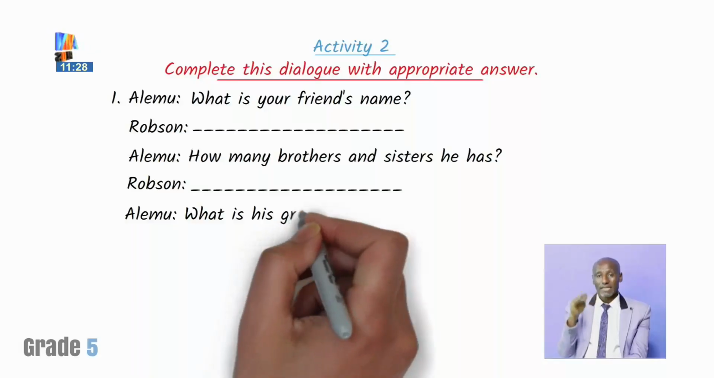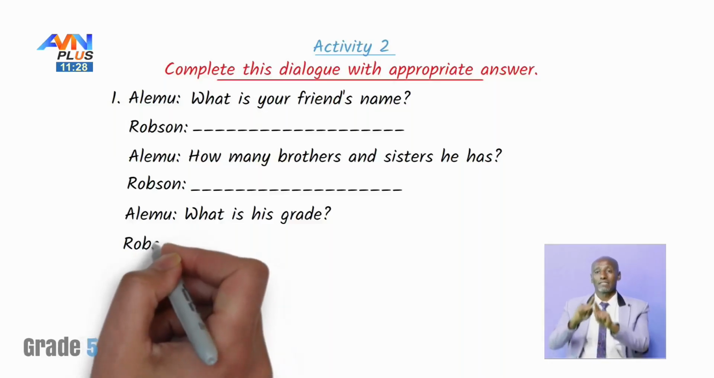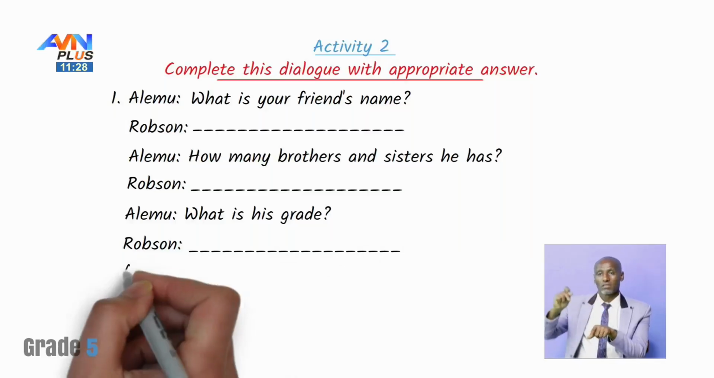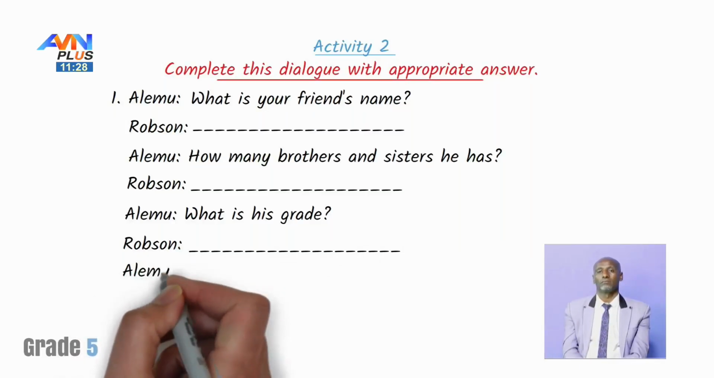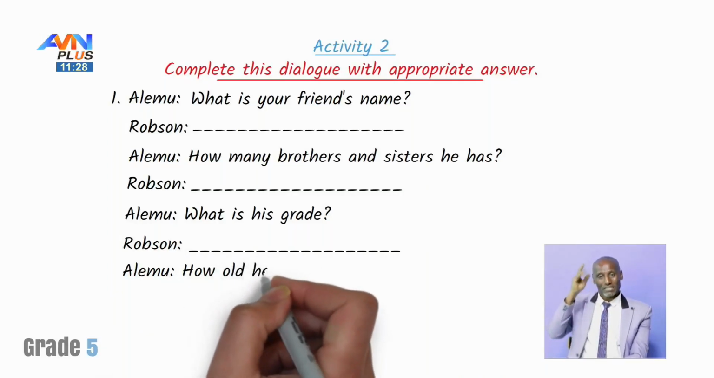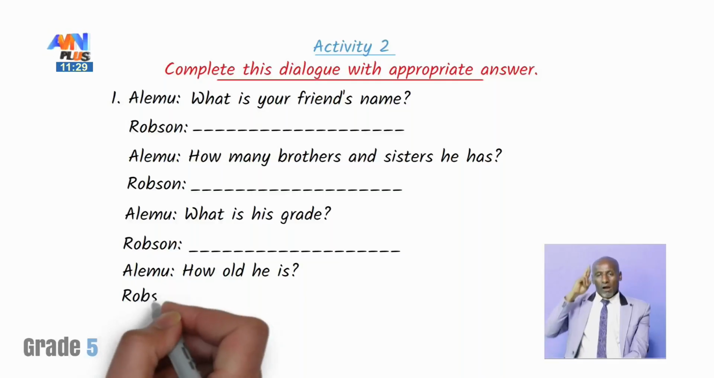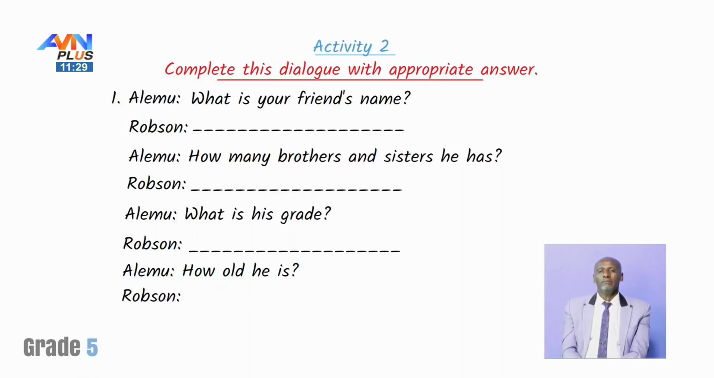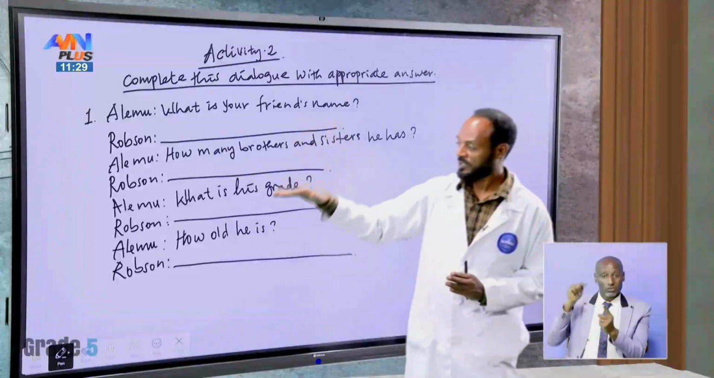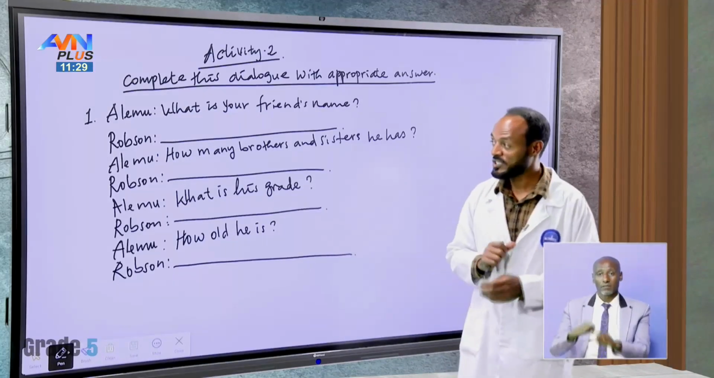Then Alamu said again, "What is his grade?" His grade. Robson said blank. The last one. Alamu asked again, "How old is he?" Robson should answer maybe something, okay? Students, please complete this one. To complete these blank spaces, you have only 2 minutes, okay? Bravo. Students' parents, please help them.